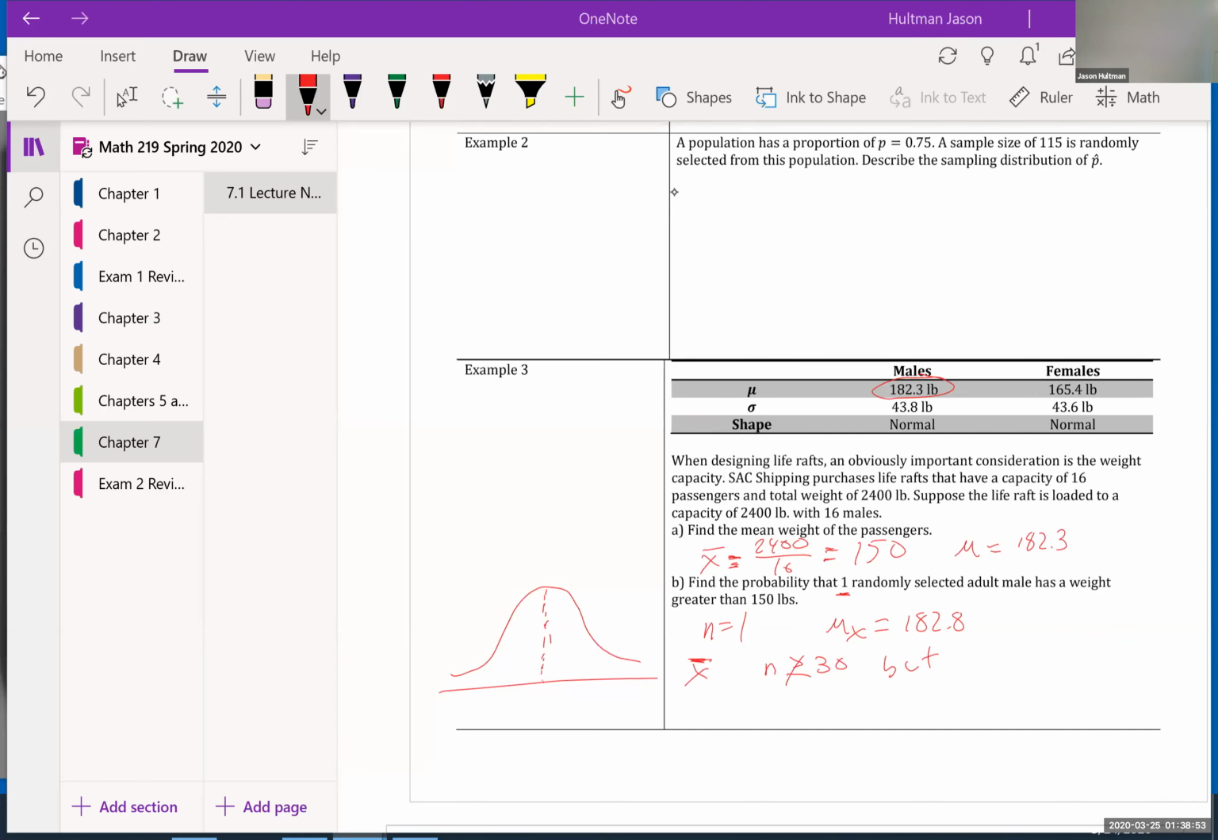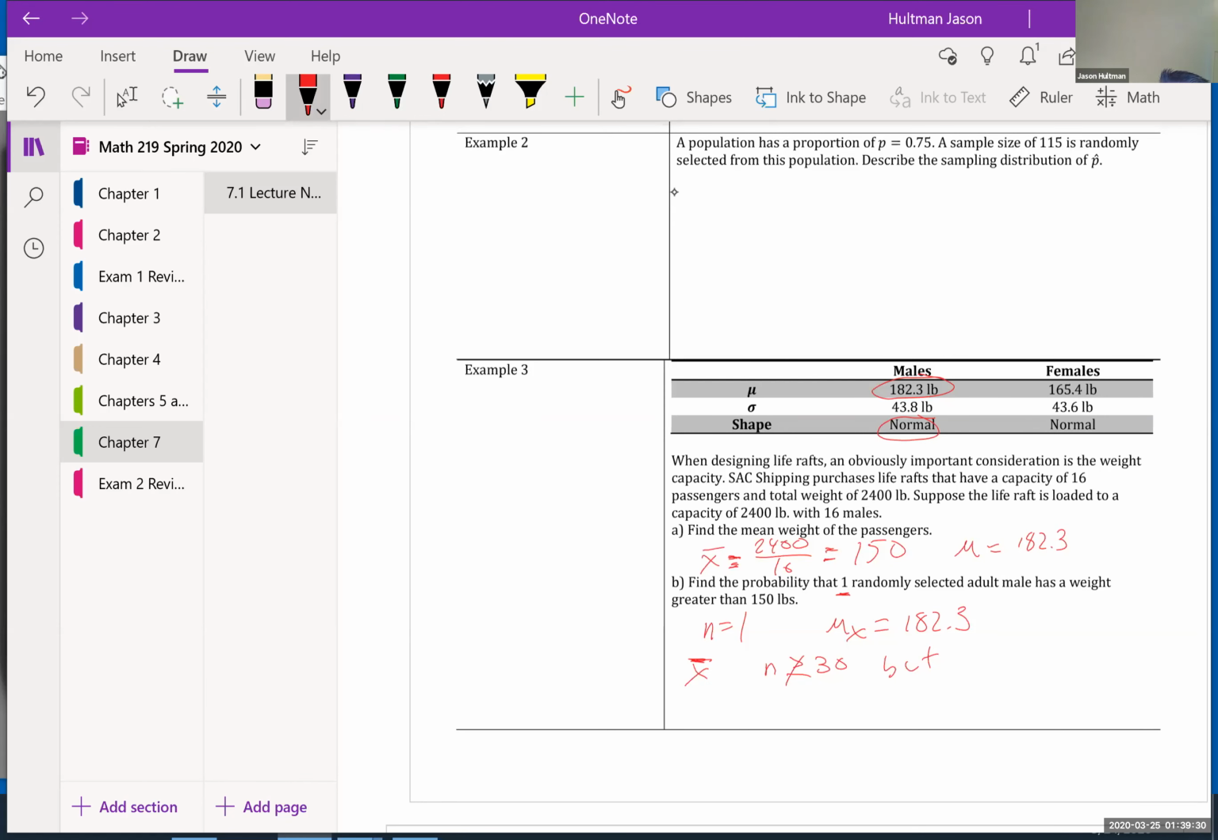Okay, so let's go back. It says that the shape is normal, right? So the original, let's do the original and the new one. Professor, sorry, I have a question. I think we're just talking about in section B, when you wrote mu of x, you wrote 182.8. Oh, sorry, it's the 0.8 that was messing people up. Yes, oh, I'm sorry. Thank you. You're welcome. I thought you were talking about the 150. Okay.